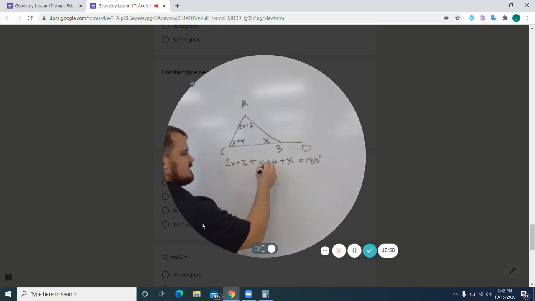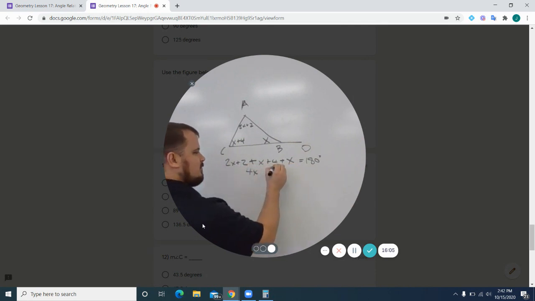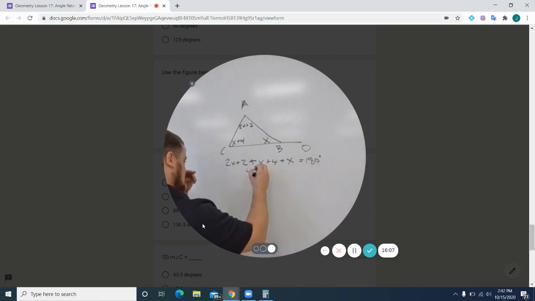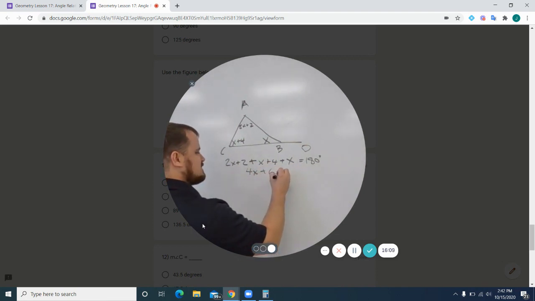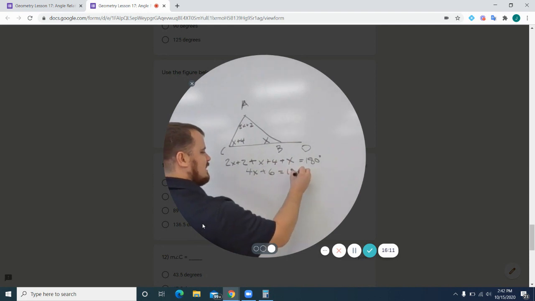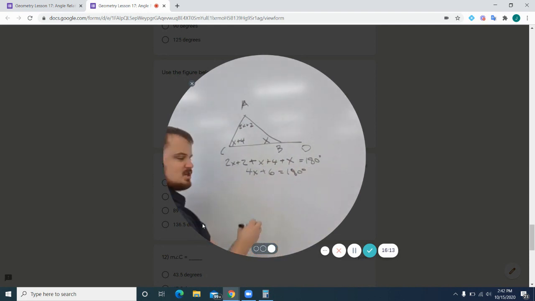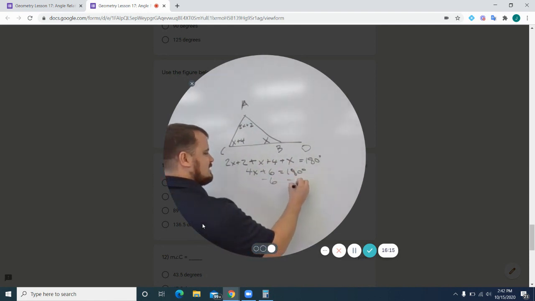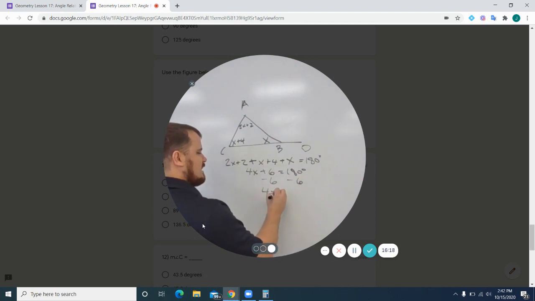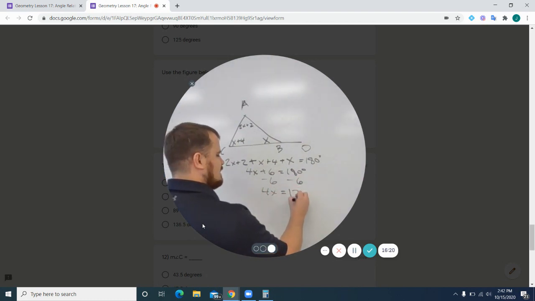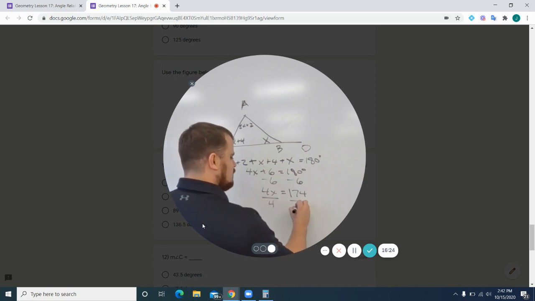So 2x, x, x, that'll be a total of 4x. And then 2, 4, that's all we've got. So 2 plus 4, so it's going to be 4x plus 6 equals 180 degrees. Now let's try to solve for x. So minus 6, 4x equals 174. So then we divide by 4.